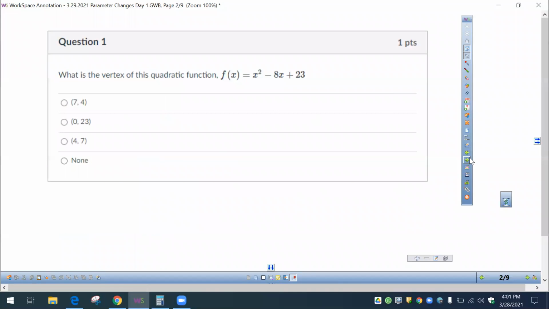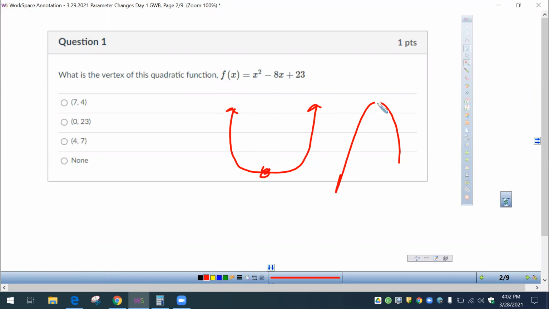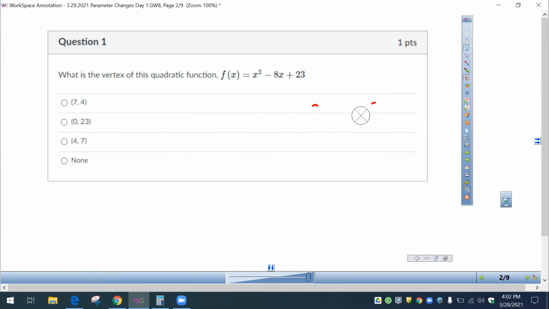All right, so on the warm-up, they ask you for the vertex. Remember, you'll graph your function in Desmos, and you're looking for that point, that coordinate point. That's how you do that. We've gone over that plenty of times. You'll graph the function, but make sure you graph it how it looks.